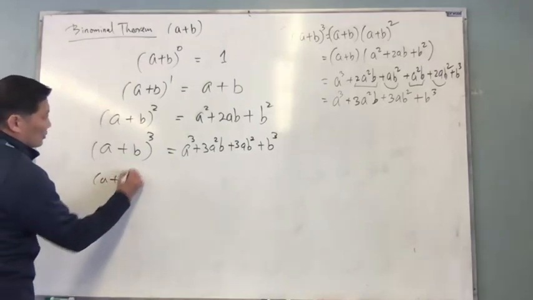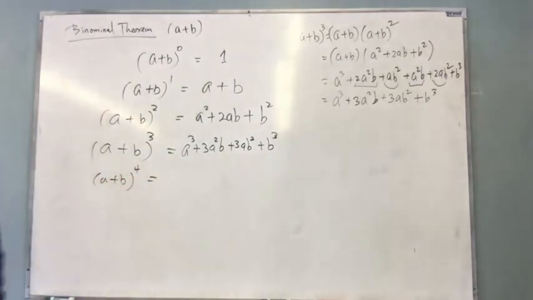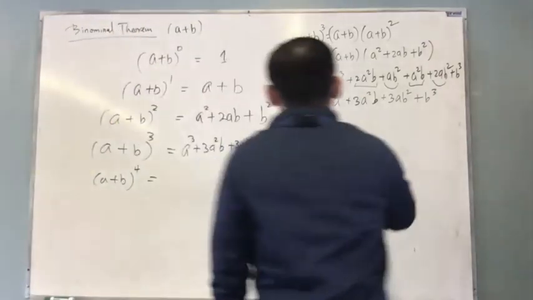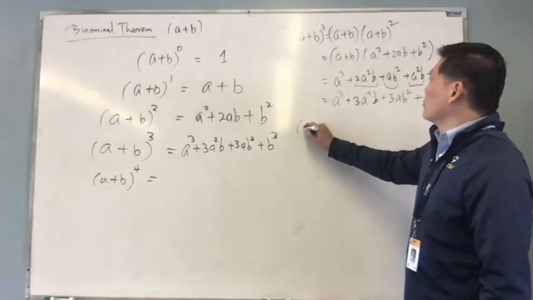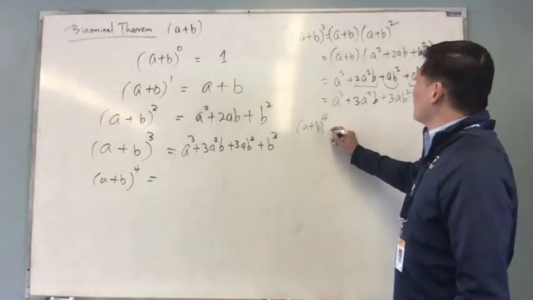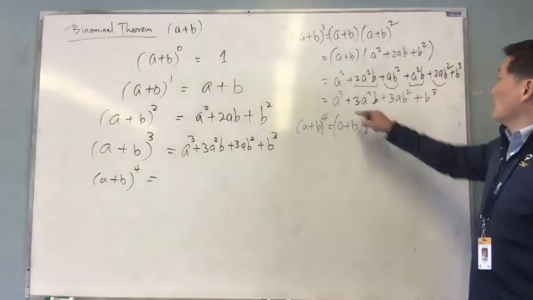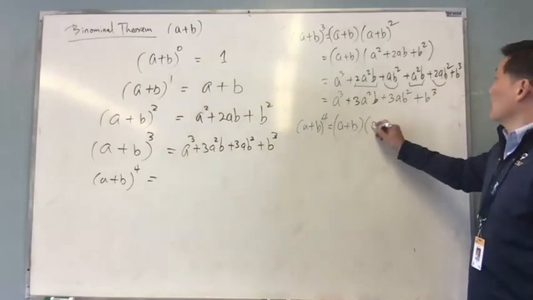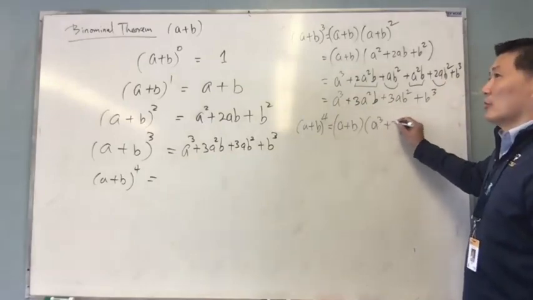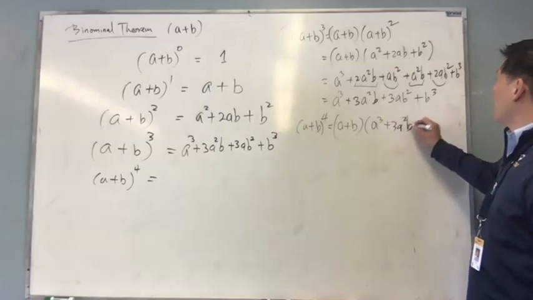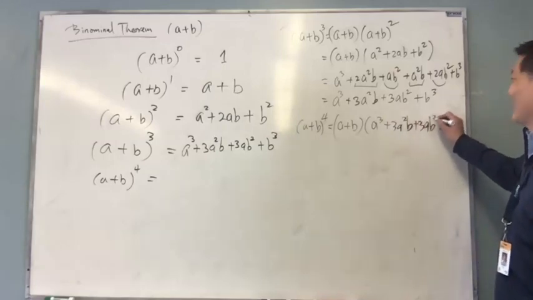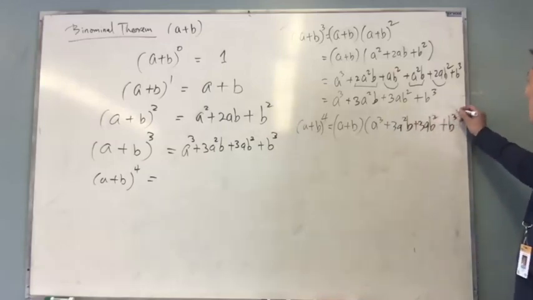A plus b to the fourth power. Well, a plus b to the fourth power is equal to a plus b times this one, right? A cubed plus 3a squared b plus 3ab squared plus b cubed.